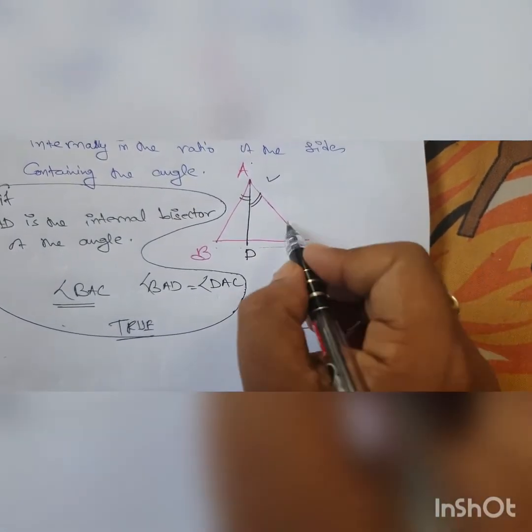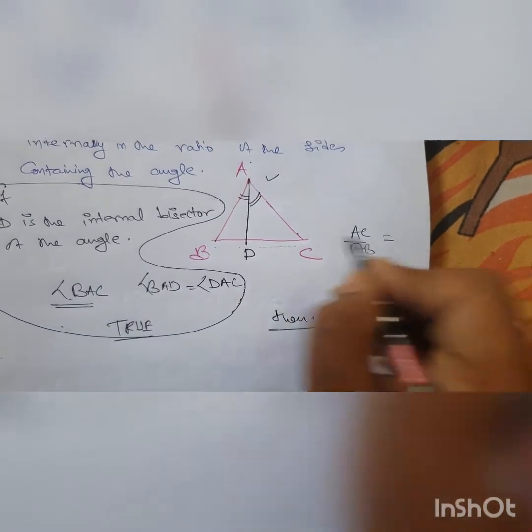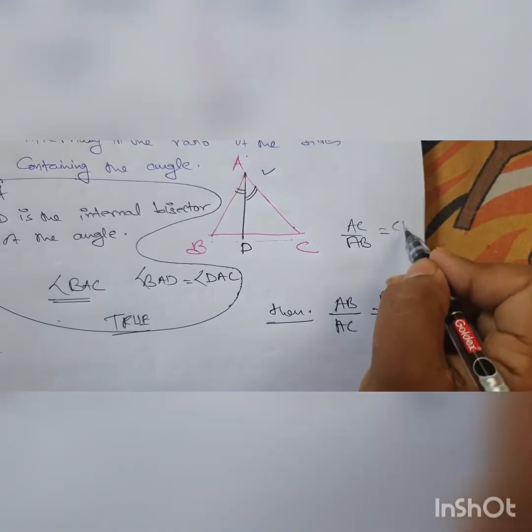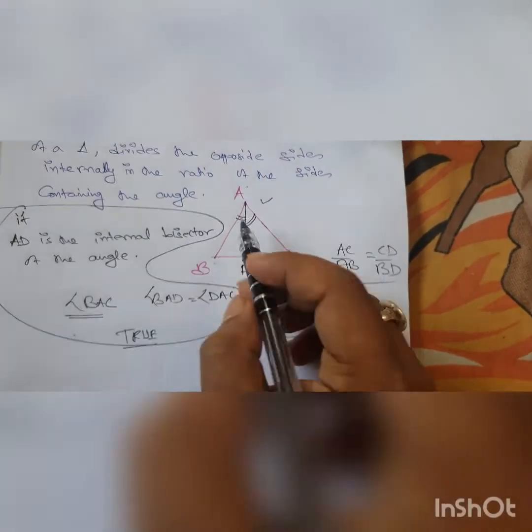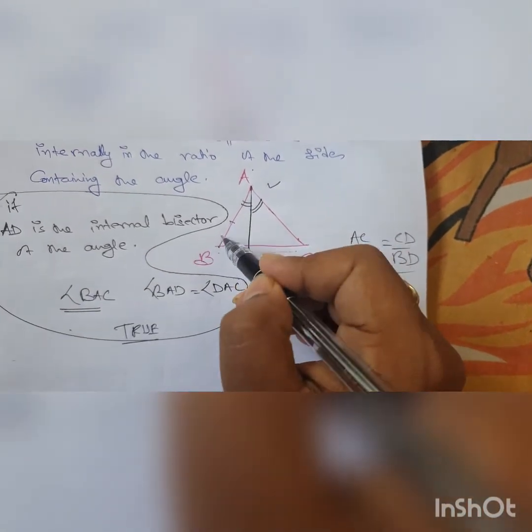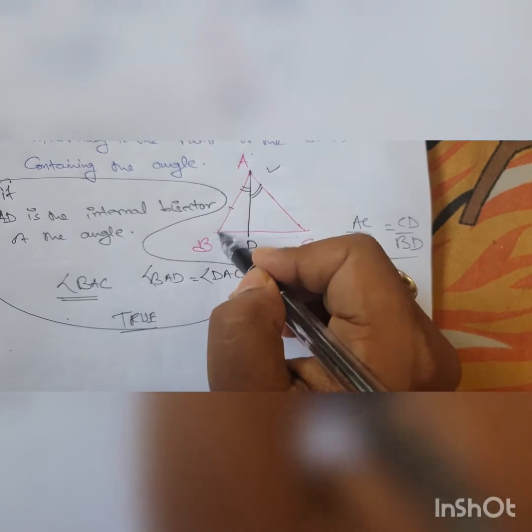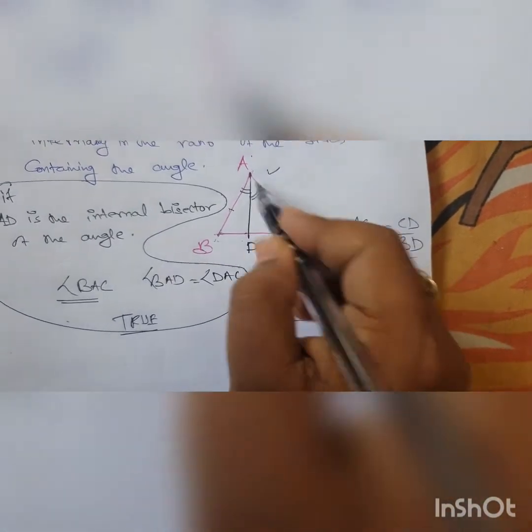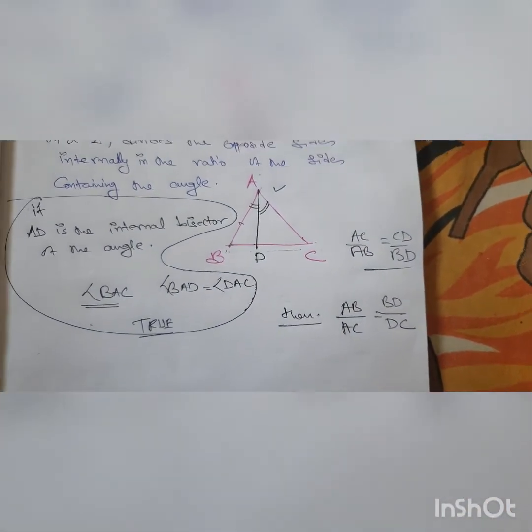But if you want to say AC by AB, then you can say CD by BD. That is quite obvious, right? From whichever side you take, if you have taken from this side, then this by this. If this by this, then this by this. So in that way we understand this theorem.